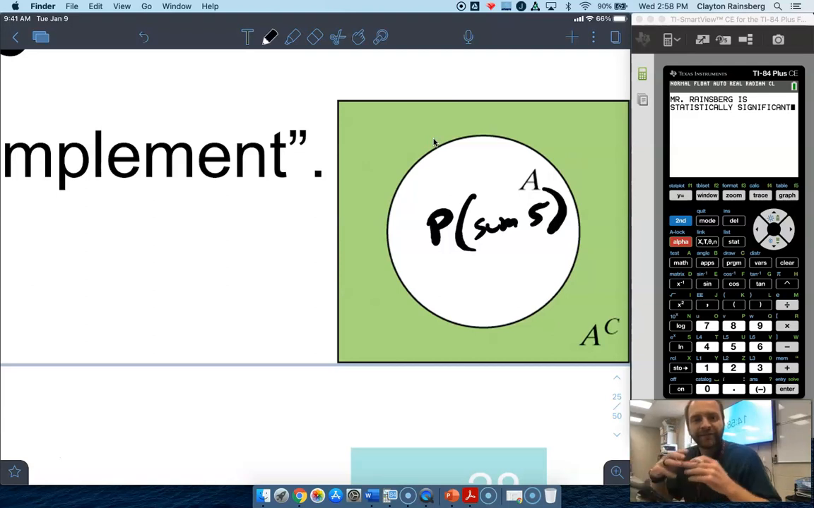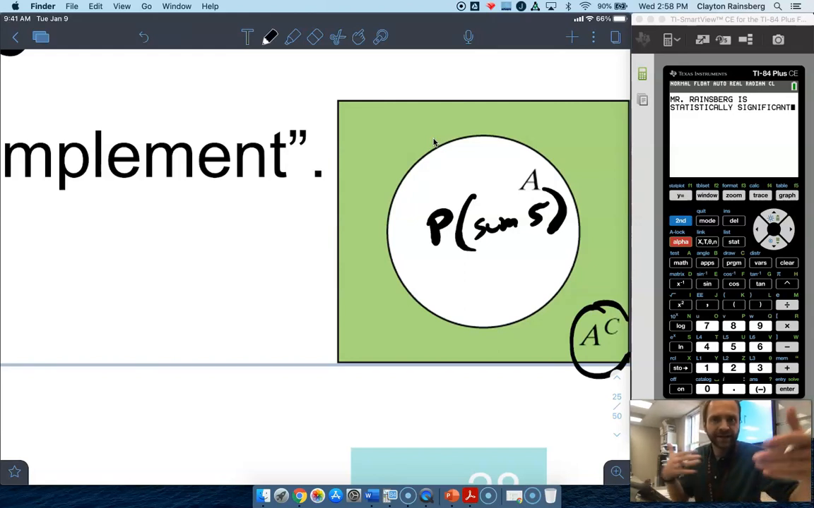The probability of not 5 is that green space on it. This part. That would be the probability of a sum of 2, of 3, of 4, of 6, of 7, of 8, of 9, 10, 11, 12. That's what that green space represents.